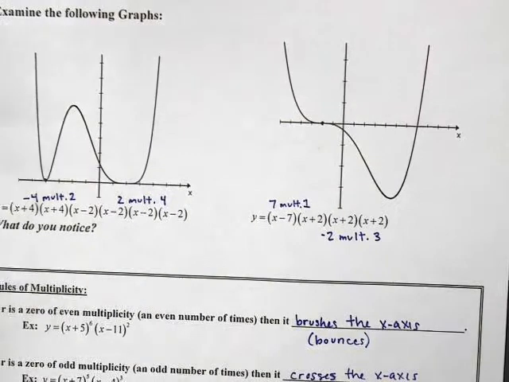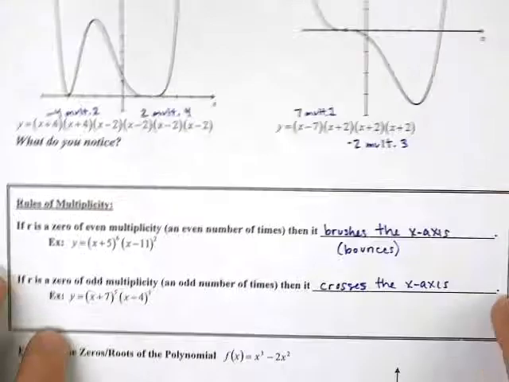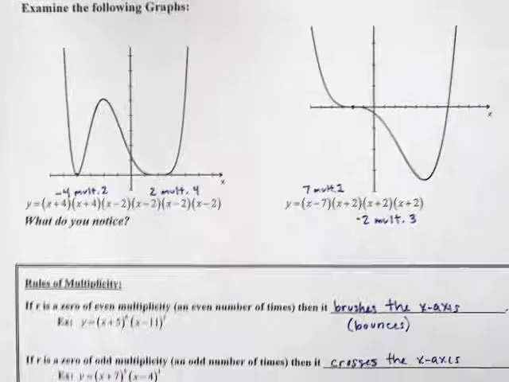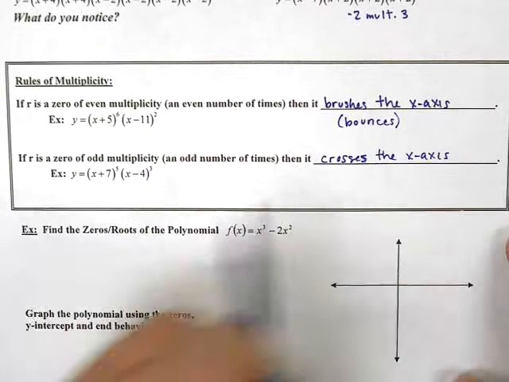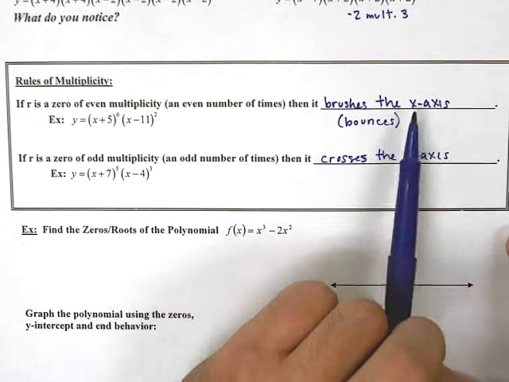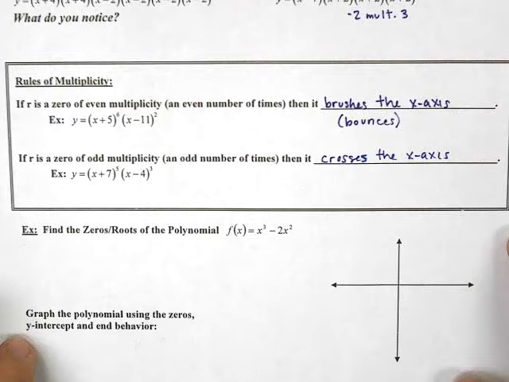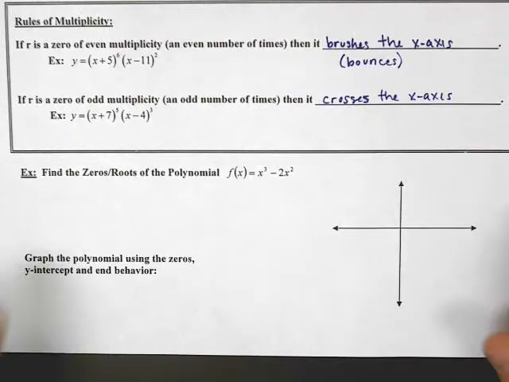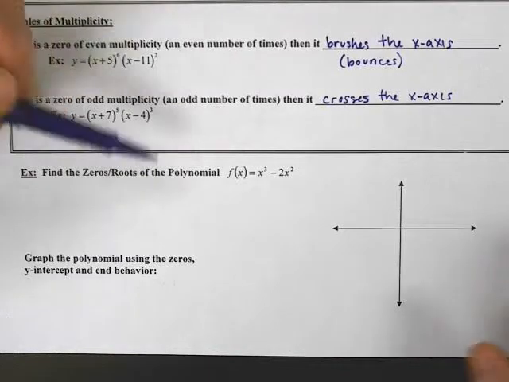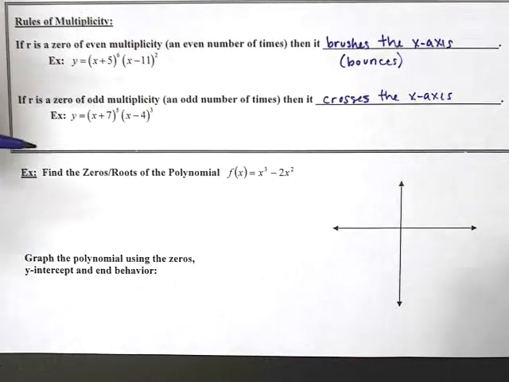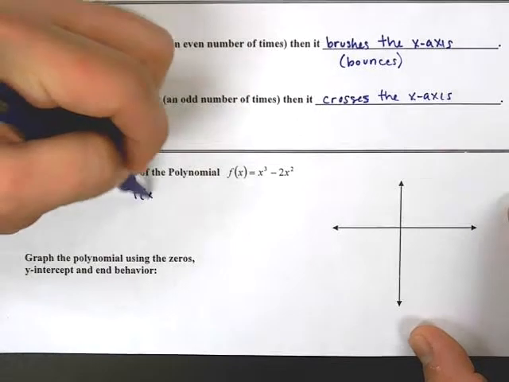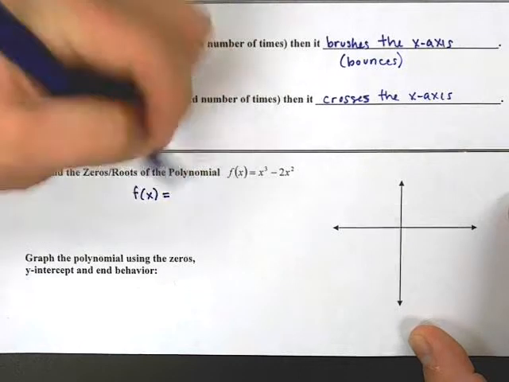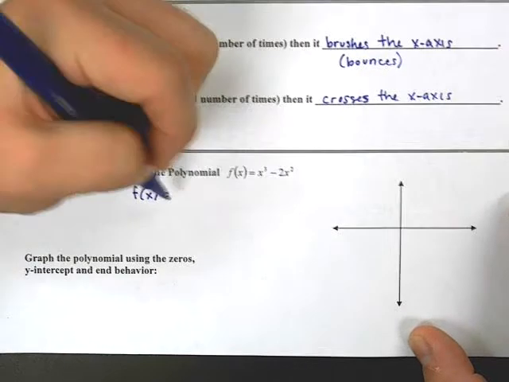But for what I care about right now, I just want you to understand that if you have an even exponent on your factor, then it's going to bounce. If you have an odd exponent, it's going to cross. All right? So let's jump into this. Let's see how this works. It says to find the zeros, the roots of the polynomial, and then graph it. So the first thing we have to do is factor this. And you're going to get really good at factoring this chapter. I see that I can take out an x squared, so I'm going to do it.